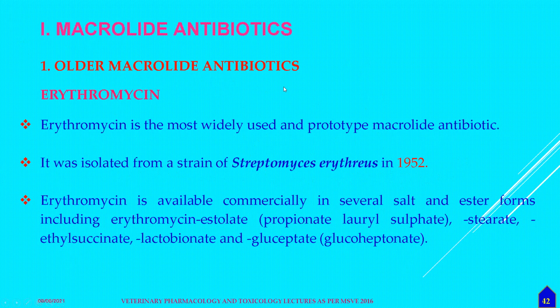Erythromycin is available commercially in several salt and ester forms, including erythromycin acetylate, and it is also available as propionate and lauryl sulfate. All these are also available. Apart from this, the stearate, ethyl succinate, lactobionate and gluceptate. All these are the different salt forms of erythromycin.